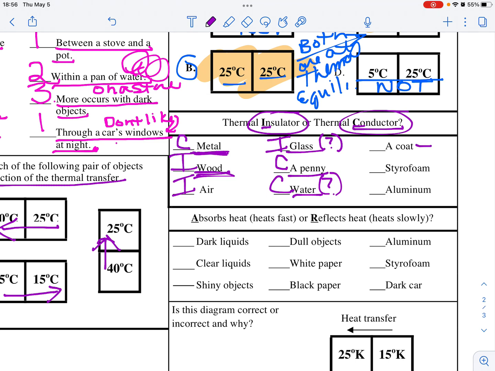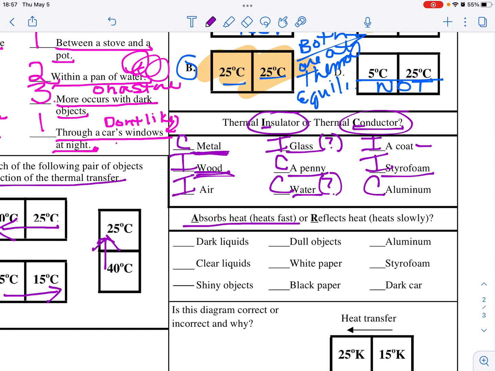Next, in our third column, we have a coat, and a coat would generally be a good insulator. Styrofoam. We sometimes drink coffee out of styrofoam cups to prevent our hands from getting hot. That means it does not transfer heat well. It's an insulator. Last but not least, we have aluminum. As you well know, aluminum is a type of metal. That will be a conductor.